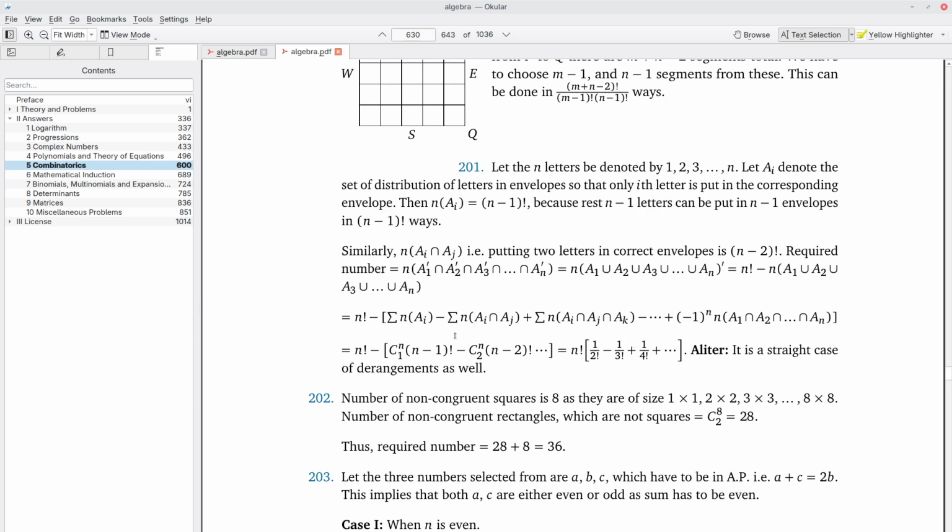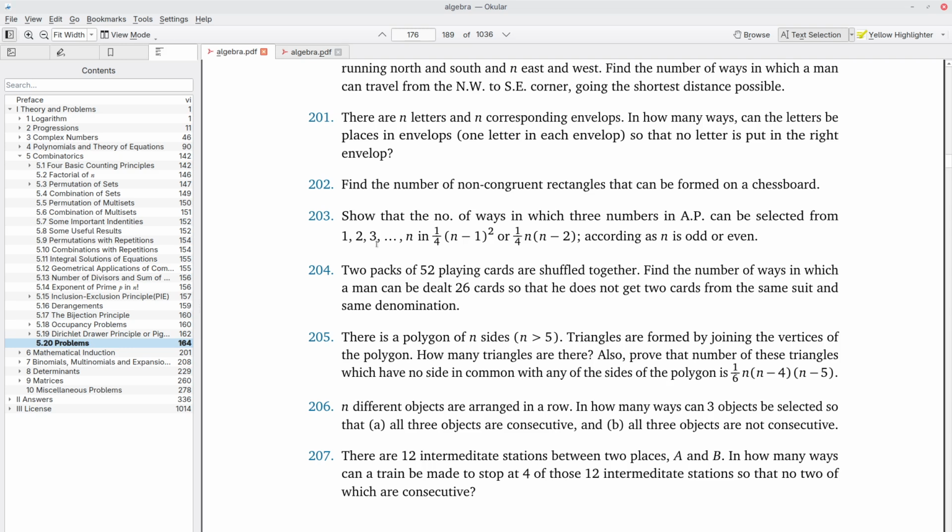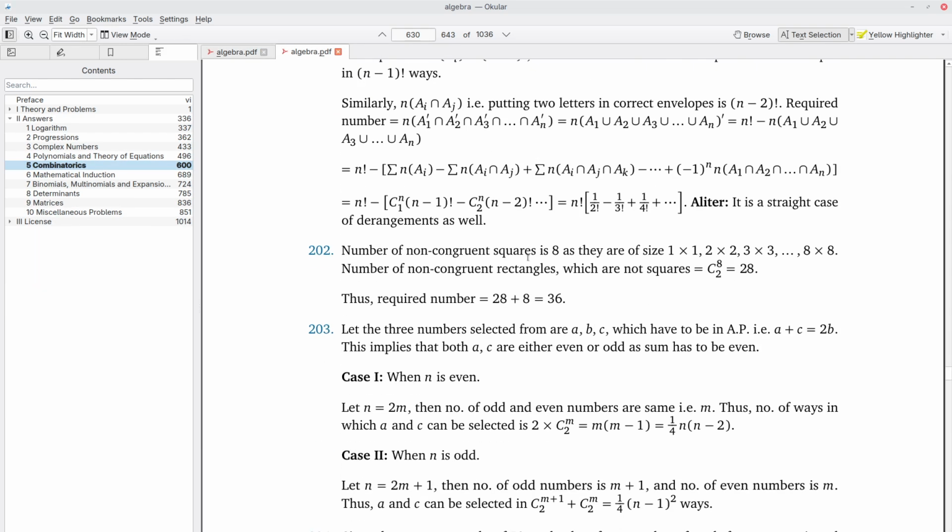Now we move on to question 202. Find the number of non-congruent rectangles that can be formed on a chessboard. So the number of non-congruent squares is 8, because squares can be formed in 1 by 1, 2 by 2, 3 by 3, through 8 by 8. So this will form 8 squares, which are non-congruent rectangles.